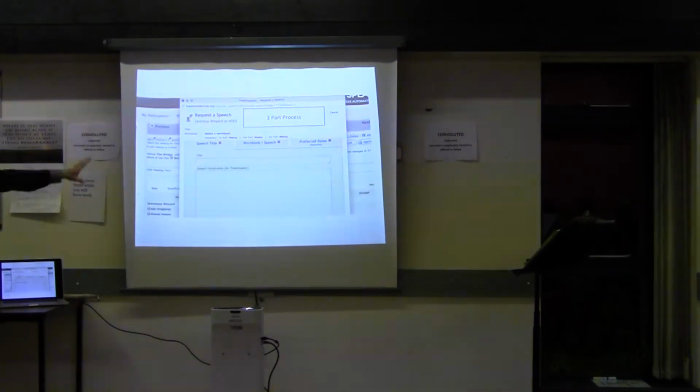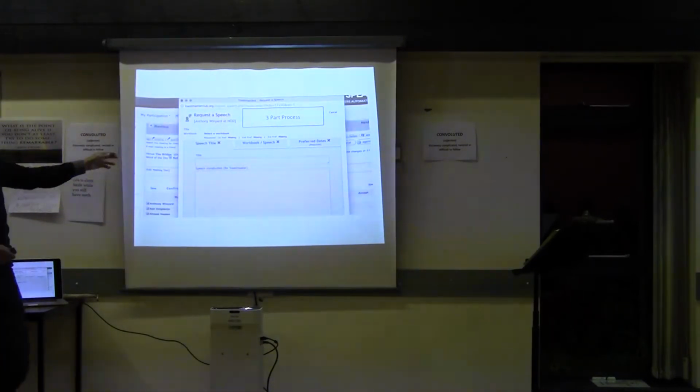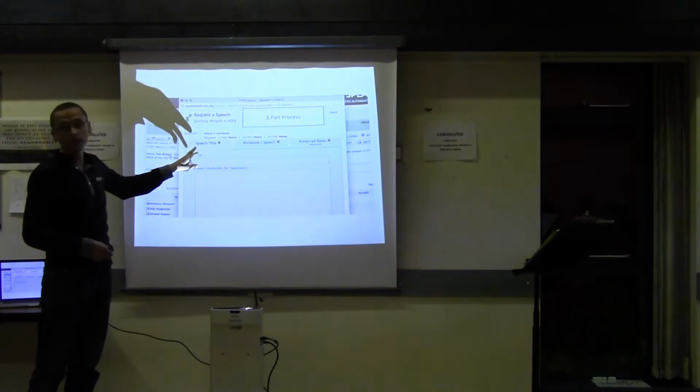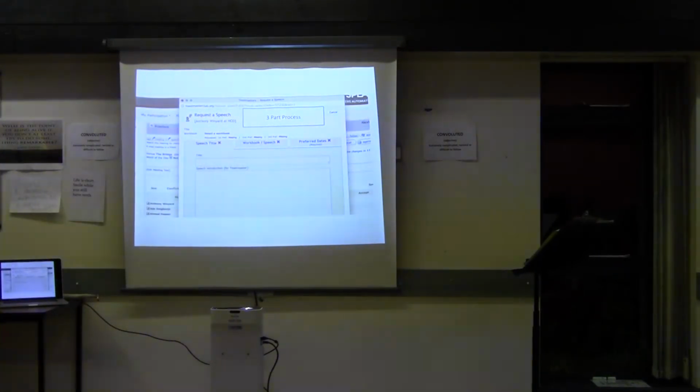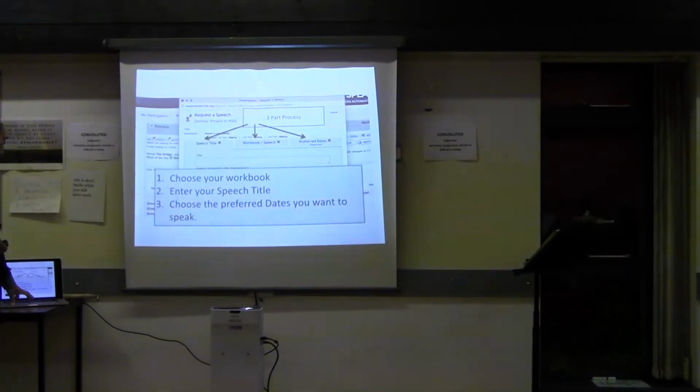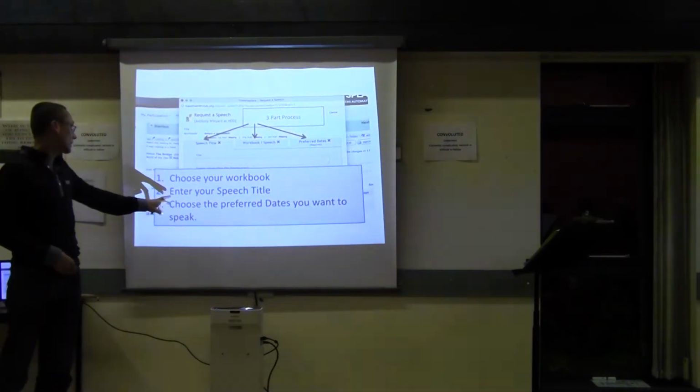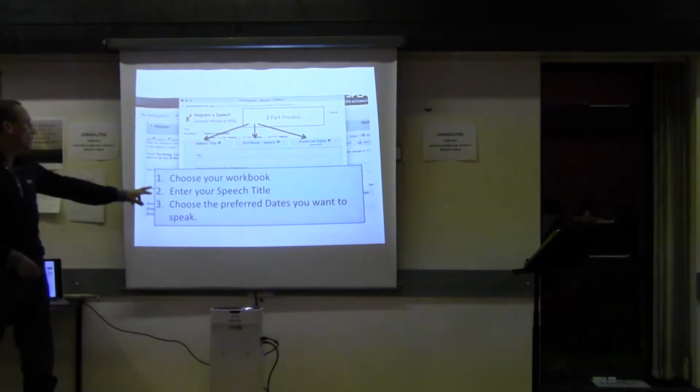So this window will appear, and the first tab that you see is speech title. Here, it's asking you to put the title of your speech. If you haven't written a speech yet, or you haven't thought about what the title is, simply put TBC, to be confirmed, or to be advised, or whatever. It's not important. You can simply sign up for the speech at this part. So the first thing is you need to choose your workbook, enter your speech title, and choose the preferred dates.